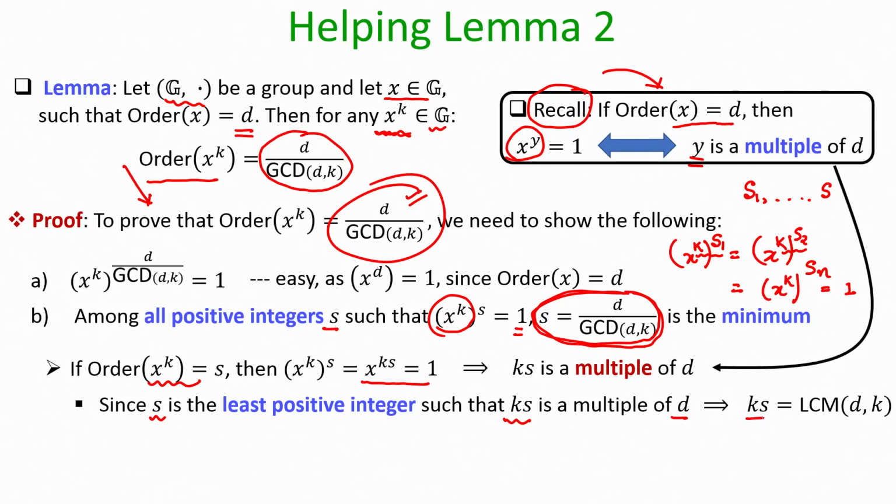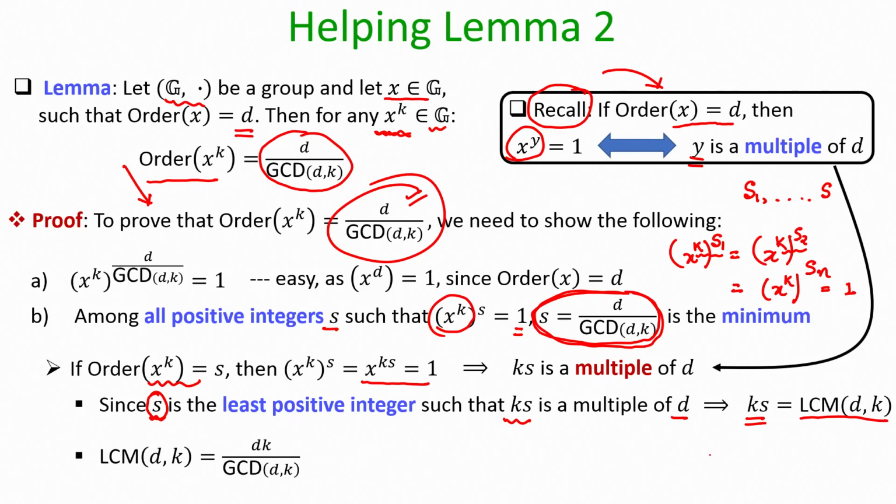That means I can say that another property of the order s is that k times s is the least common multiple of both d and k. Of course, k times s is a multiple of k, and k times s will also be a multiple of d. But since s is the order of the element x power k, it is the smallest positive integer such that k times s constitutes the LCM, the least common multiple, of d and k.